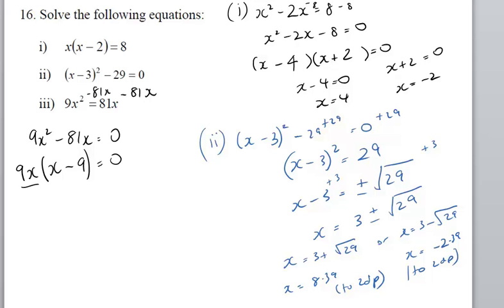So from this, either 9x is equal to 0, divide both by 9, x is equal to 0, or x minus 9 is equal to 0, we add 9, x is equal to 9.